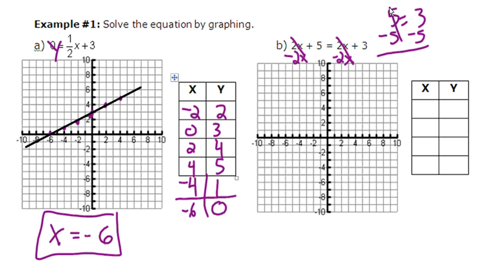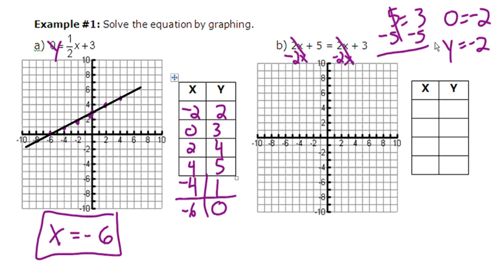5 minus 5 is 0, which is what we want. We want the left side to equal 0. 3 minus 5 is -2. Now that everything's on the right side of the equation, I replace the 0 with y equals -2.